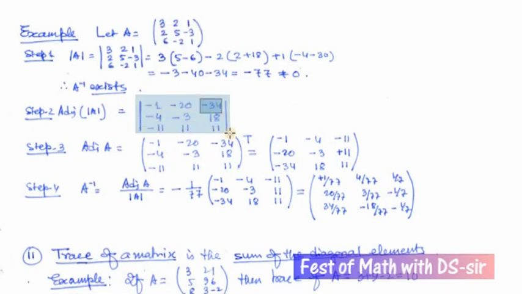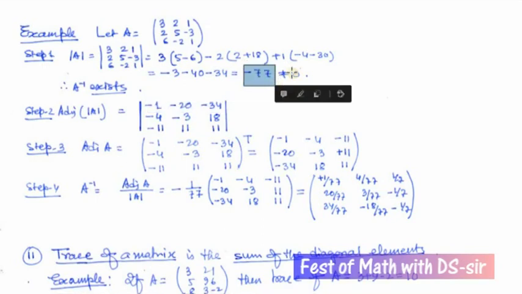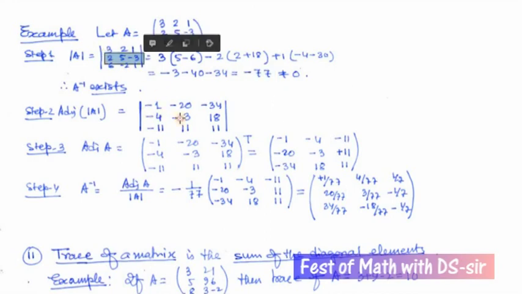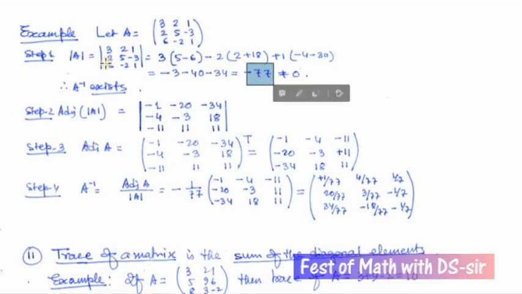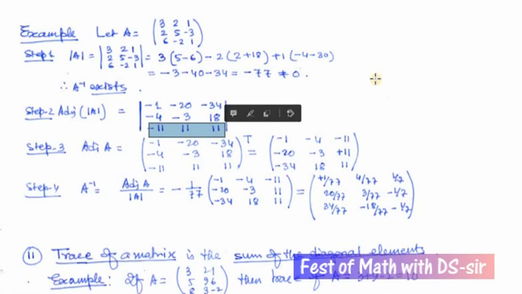Now see, after finding this, you should check whether this is correct or not, whether you made some mistake in finding this or not. How could you check it? Very simple. Multiply first row elements by first row cofactors and check whether the sum comes to minus 77 or not. Second row elements with second row cofactors and check whether the sum is minus 77 or not. Similarly, third row elements by third row cofactors and check. After checking, proceed for the third step.